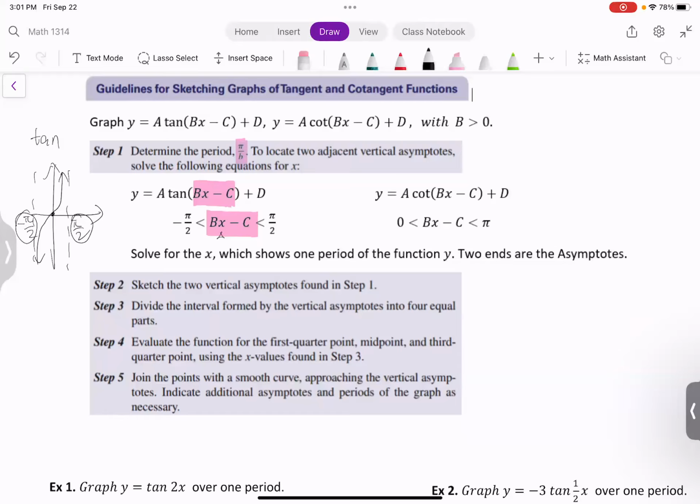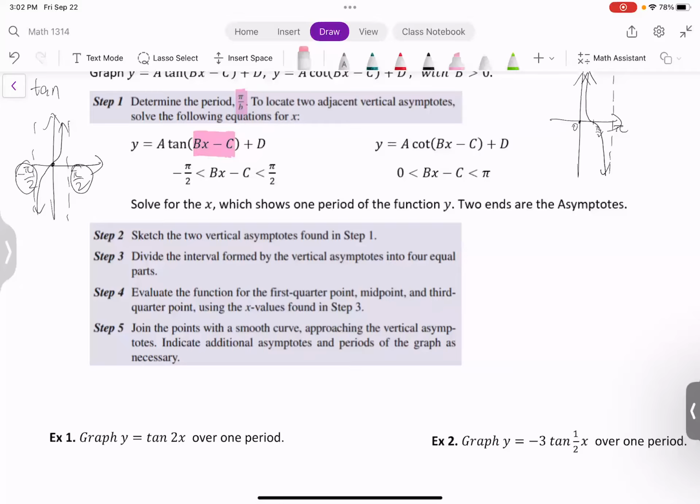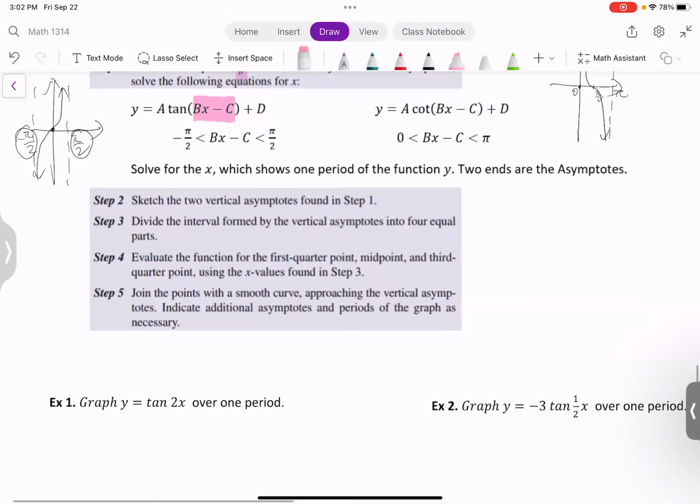And for the cotangent, what is the graph of cotangent? Cotangent is a decreasing function from 0 to pi. This is half pi. Decreasing like this. So the first point is 0, last point is pi. By solving for x, I can find the new vertical asymptotes for one period. And sketch the 2 vertical asymptotes found from step 1. Step 3, divide the interval formed by the vertical asymptotes into 4 equal parts.